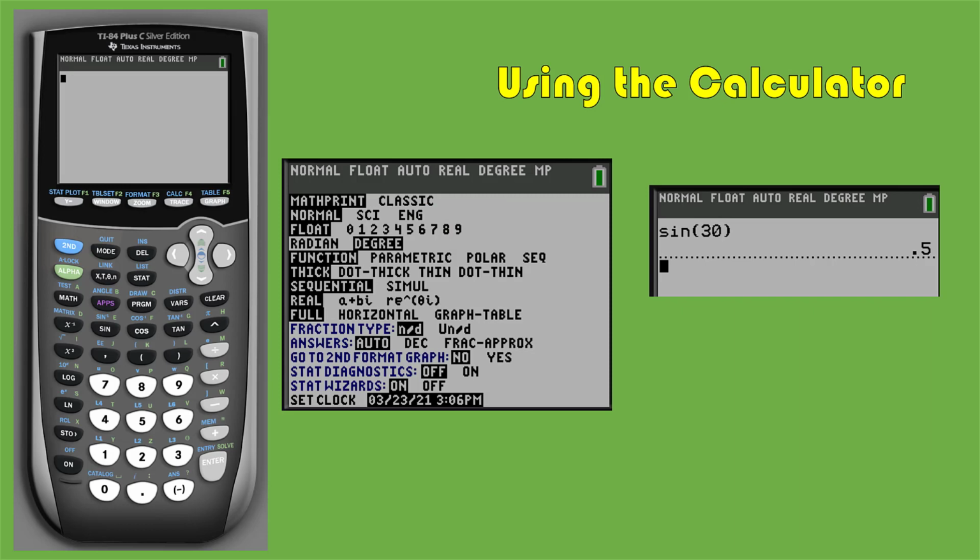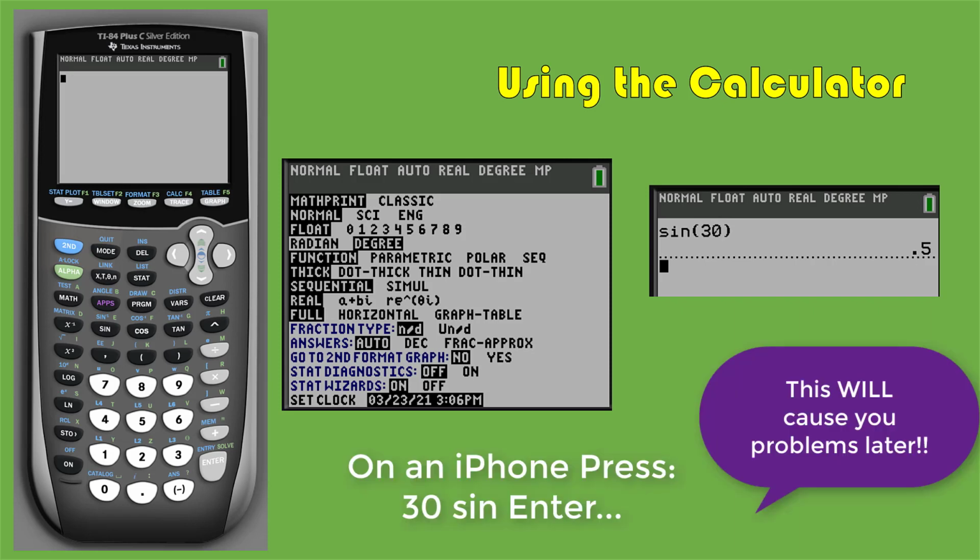At this point, you can exit out by hitting second quit, which is also that mode button. To check to make sure you're in the right mode, go ahead, type in sine 30, and it should come up with 0.5 or 1/2. Now, I am going to put a disclaimer in here that the iPhone calculators do not work in this same manner. Their process goes in some backwards notation, so iPhones are not going to be an effective method when you're solving for sides or even when you're trying to do angles later.